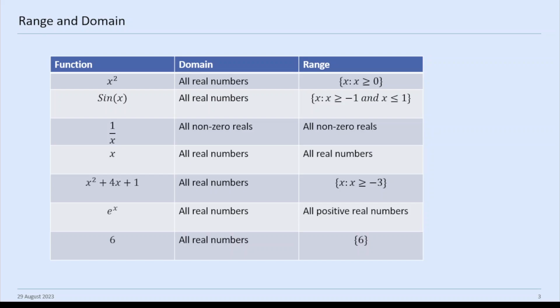For e to the x, all real numbers go in, and the range is all positive reals, so e to the 100 is a massive positive number, and e to the minus 100 is 1 over e to the 100. It's a tiny number, but it's still positive. And if the function is just 6, the domain is all real numbers, and the range is a singleton set, 6.